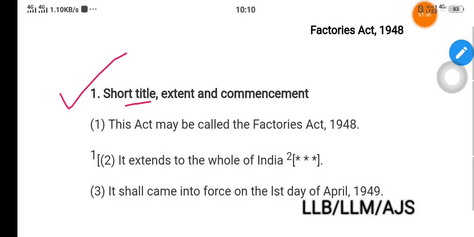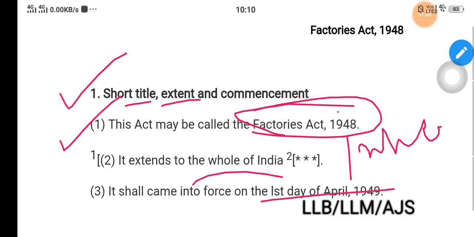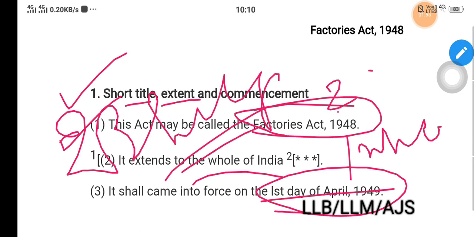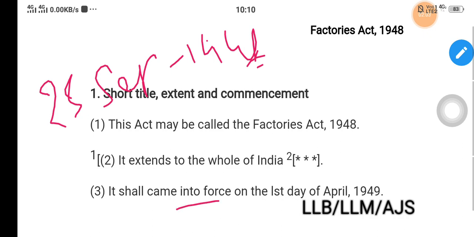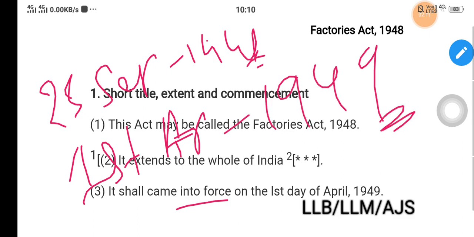Before this, we have to see the short title, extent, and commencement. We know the Factories Act 1948 extends to the whole of India, that means including J&K as well, and came into force on the first day of April 1949. We have to remember 23rd September 1948 as the enactment date. It is 48, and it came into force on the first of April, April Fool, that means 1949. The year is 1949 here, and there it is 1948.